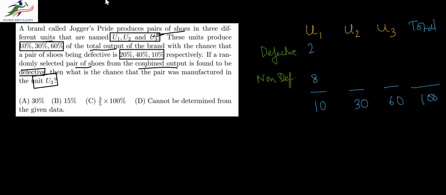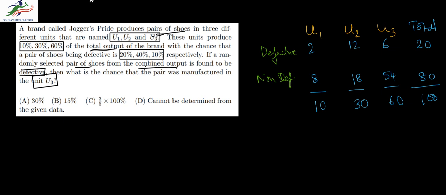And the percentage of defective is 20% for unit 1, so out of 10, 2 would be defective, 8 would be non-defective. For unit 2 it is 40%, so out of 30, 12 would be defective and 18 would be non-defective. And for unit 3 it is 10%, so out of 60, 6 would be defective and 54 would be non-defective. And if we add up the defective row, it comes to 20 and non-defective comes out to be 80. So this is the split of the shoes across all the 3 units.